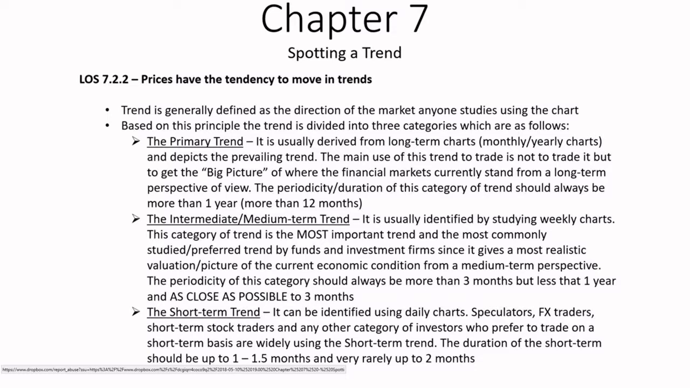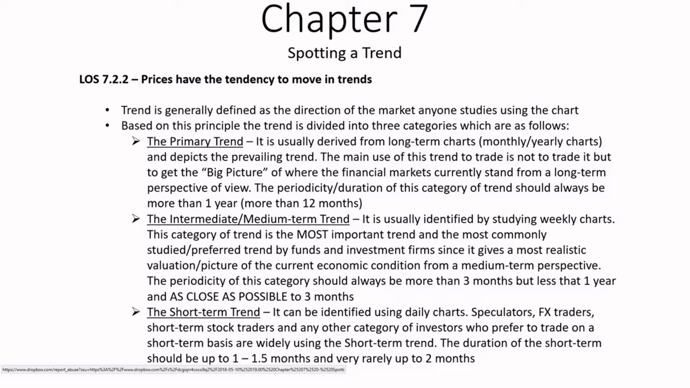The third type of trend, the short-term trend, can be identified using daily charts. Speculators, forex traders, short-term stock traders, and any other category of investors who prefer to trade on a short-term basis are widely using the short-term trend. So we are using daily charts for that, and the duration of this short-term trend should be the most recent trend on the daily chart, which is up to 1 to 1.5 months, and very rarely up to 2 months. Now, I need to stress something.